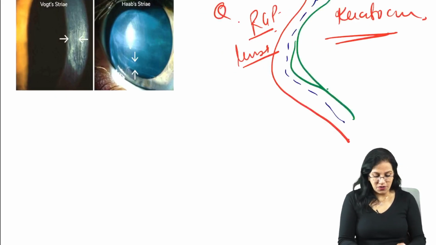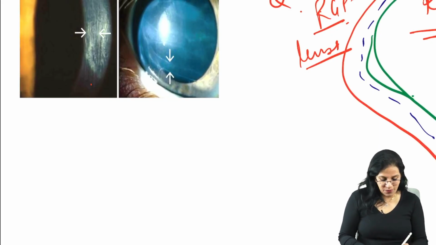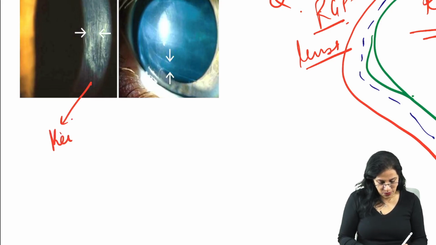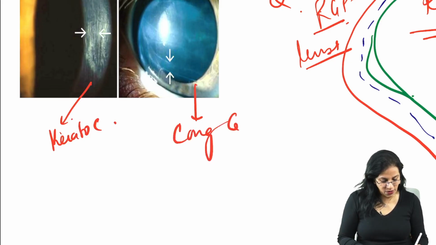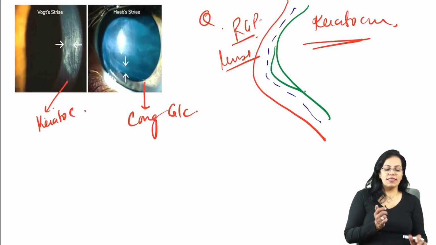One question was, how do you differentiate Vogt stria and Haab stria? We know both are break in the Descemet's membrane. Vogt is vertical. This is your Vogt stria. This is feature of keratoconus. And Haab stria is mainly seen in buphthalmos, that is congenital glaucoma. Right? Both are, because Descemet's membrane is inelastic, it will break.